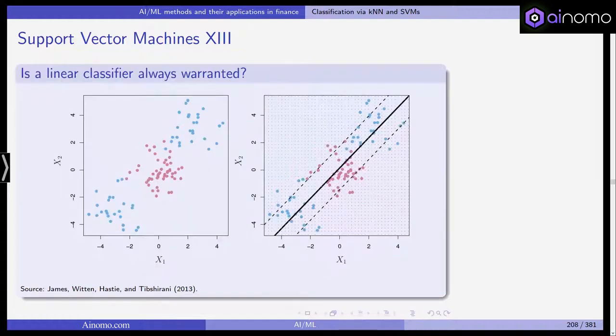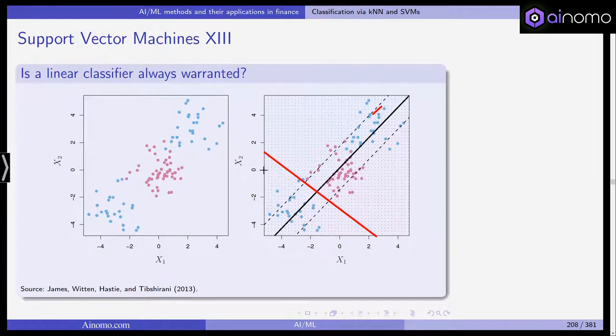Now, the question is, are we done? Well, actually no, because is a linear classifier always warranted? If you have a look at this plot, you can immediately see no. You can try your best at using a hyperplane, that is a line here, to separate the blue and red points. Then, for example, if you were to use this line, you have those observations here that cause a problem.